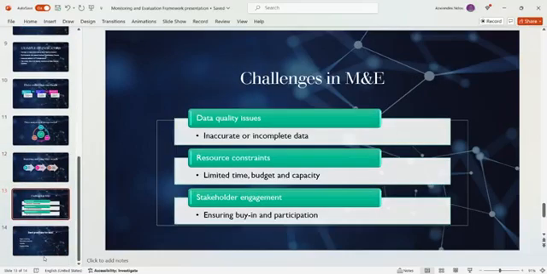Let's look at the challenges that we have in the M&E. The data quality issue. Sometimes the data that comes is inaccurate or is incomplete. Somebody says, I've achieved this, but the data that is coming is either not talking to the target, or it has some missing information, so the receiver of that information is unable to determine whether this target has been achieved or not, because the information is not complete.